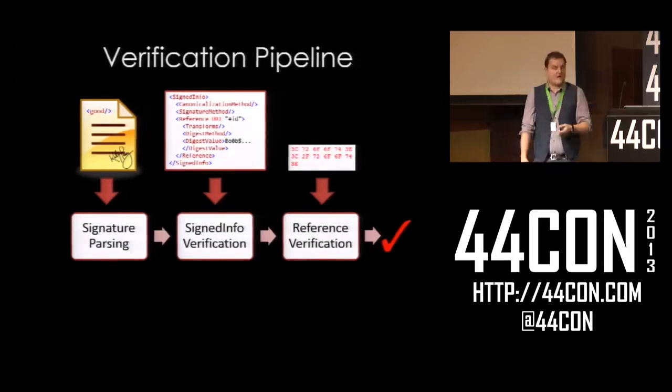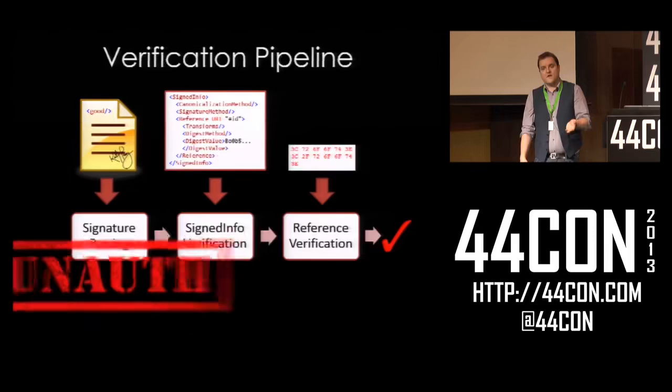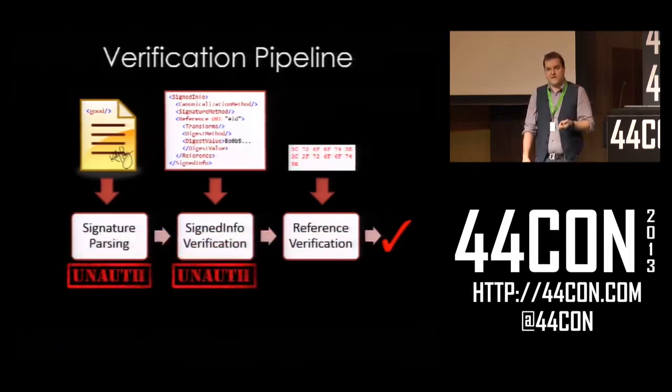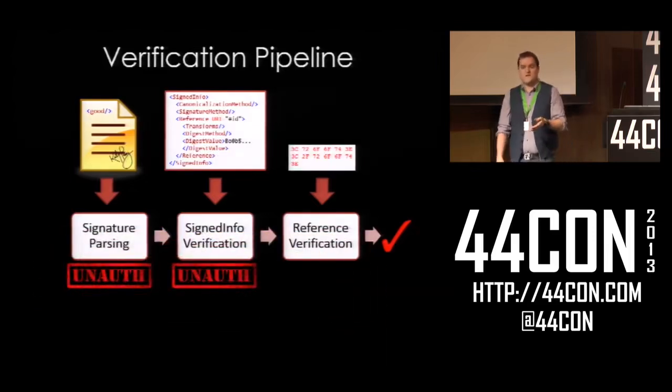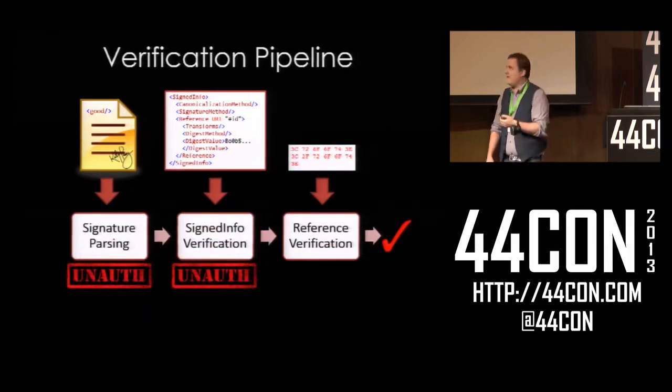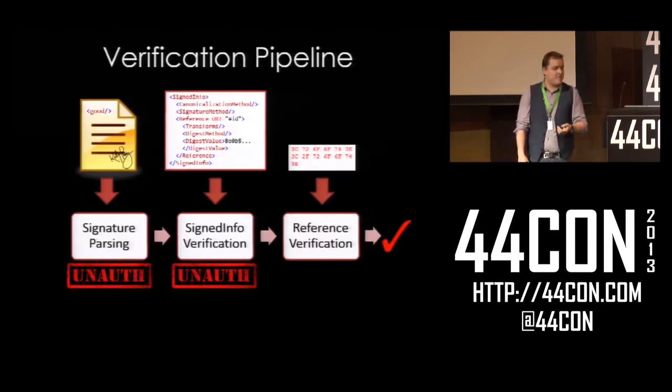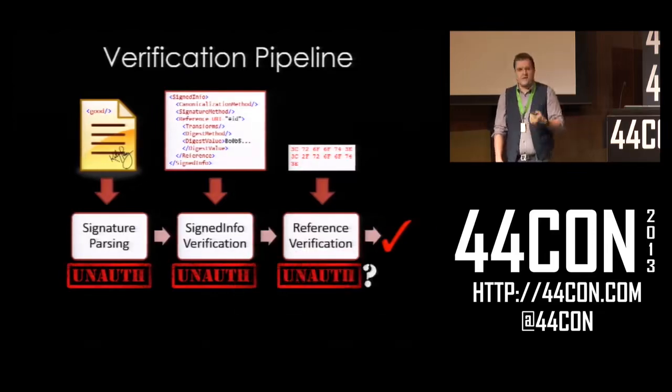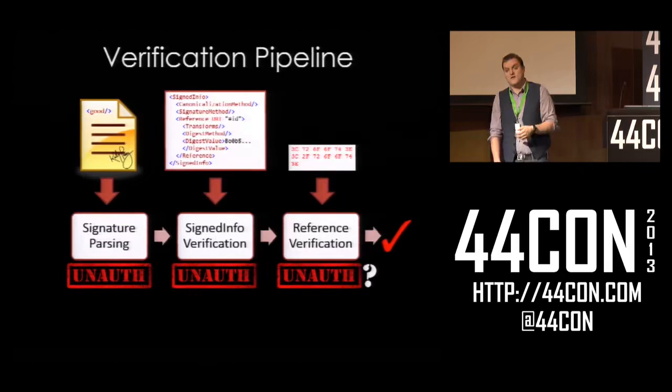Now, of course, from an attacker's point of view, those first two aspects are always going to be unauthenticated. Ultimately, you can't authenticate them, so there's a chicken and egg scenario with both of those parts of the pipeline. Turns out, interestingly, the reference verification isn't specified in the standard as to where you are supposed to do it. So in some implementations, it's actually done before the SignedInfo verification, which means effectively that could be unauthenticated as well.